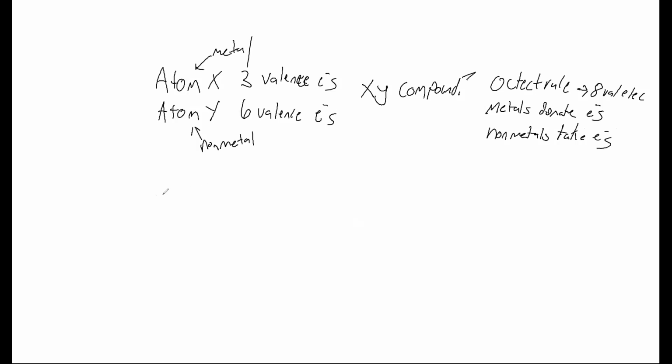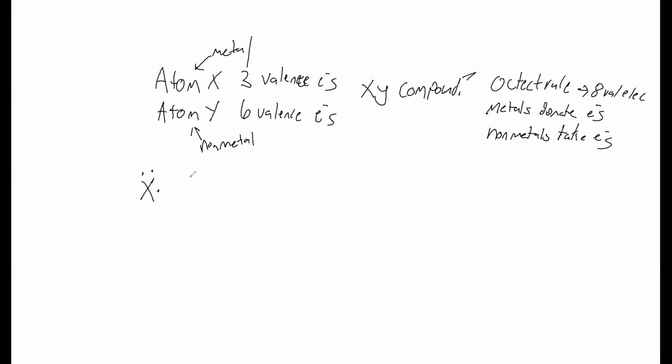So let me write Lewis structures for X and Y. So X has 3 valence electrons, Y has 6. So 3, 6. Remember, the goal here is to get to 8. And if there's a metal and a non-metal, you're going to form an ionic bond, because that's what metals and non-metals do, which means the metal will give it completely. So the metal will give 1 electron here and 1 electron here, which means that our X atom has 1 valence electron, and our Y atom now has 8.